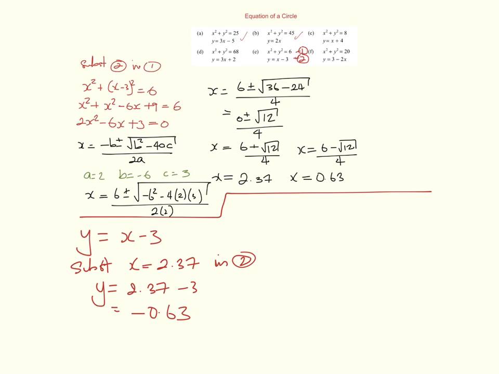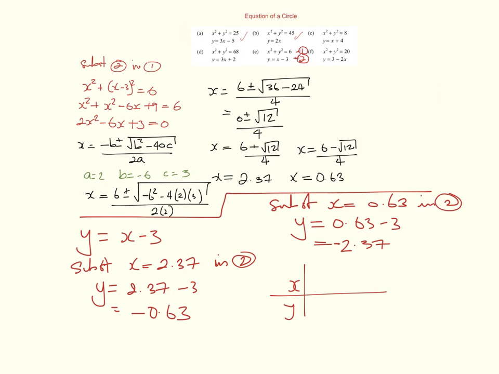And then we do the same thing again. Substitute x is equal to 0.63 this time into equation 2. So y is equal to 0.63 take away 3, which gives us minus 2.37 this time.